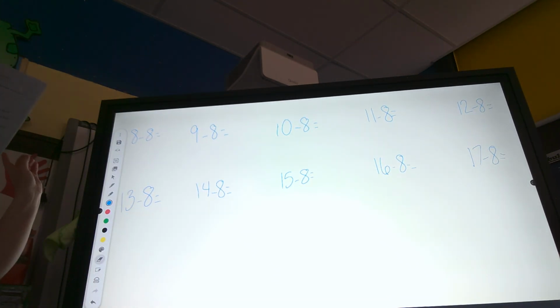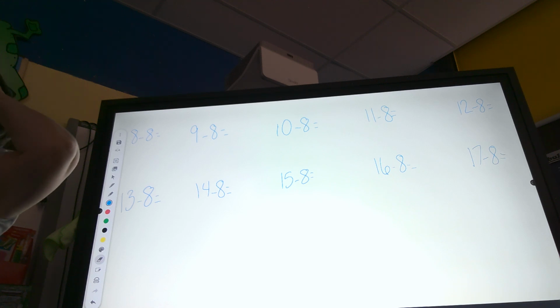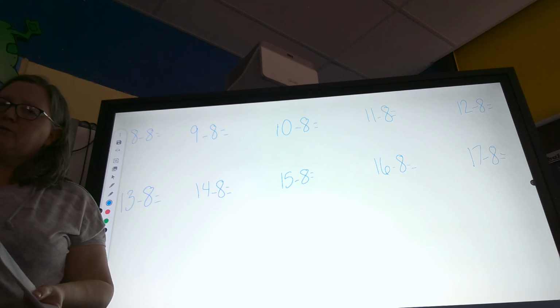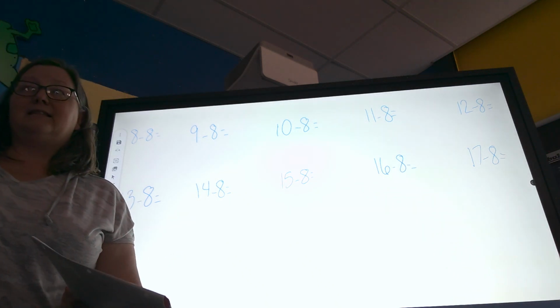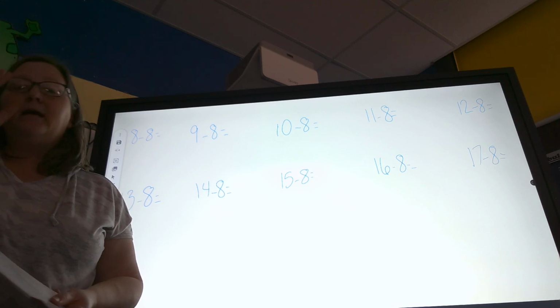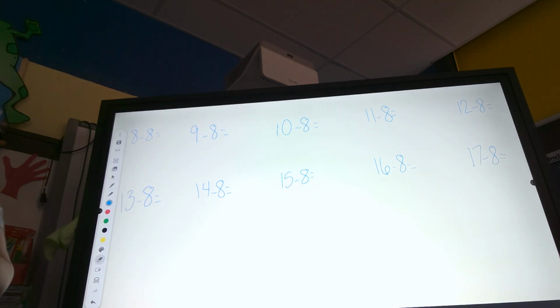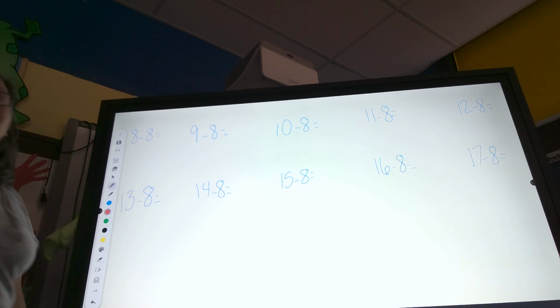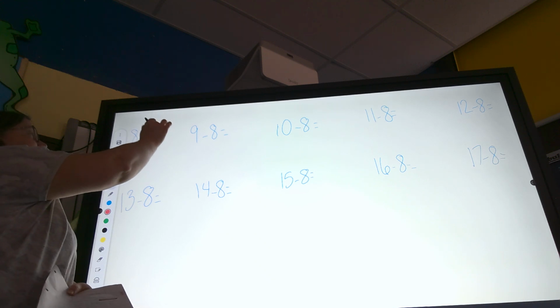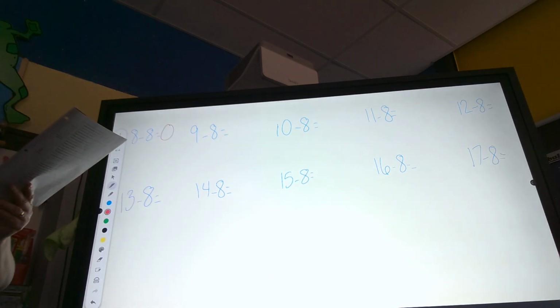All right, so today we're going to start working on the subtracting 8 facts. Last week we worked on subtracting 6 and 7 facts, so this week is subtracting 8. Do you remember what the answer in a subtraction problem is called? Starts with a D. The difference. The answer in a subtraction problem is the difference. So which of these problems has a difference of 0? 8 minus 8. Yeah, 8 minus 8 equals 0, or the difference is 0.